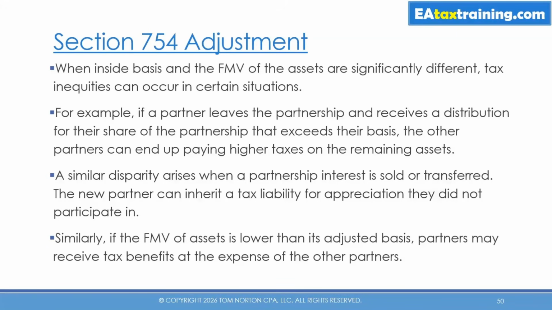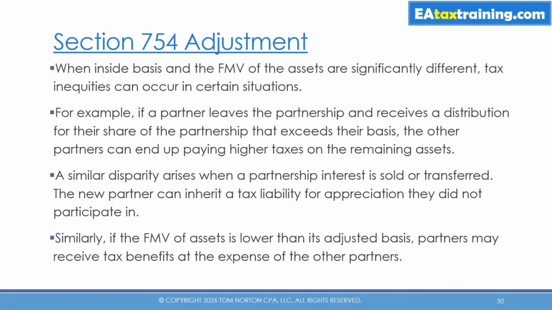So, when the inside basis and the fair market value of the assets of a partnership are significantly different, tax inequities can occur in certain situations. So, for example, if a partner leaves the partnership and receives a distribution of appreciated assets for their share of that partnership, and that distribution exceeds their basis, the other partners who are still in the partnership can end up having to pay higher taxes on the remaining assets. And we'll show you an example in a little while of how that happens.